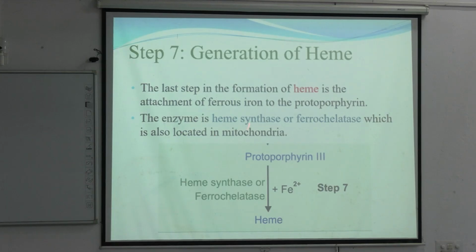Next, this is the last step, that is generation of heme, and it is formed by the attachment of ferrous iron to the protoporphyrin. When the ferrous iron gets attached to the protoporphyrin ring by coordinate bonds, it is converted into heme. And here the enzyme is heme synthase or ferrochelatase, because the coordinate bond is nothing but chelation.